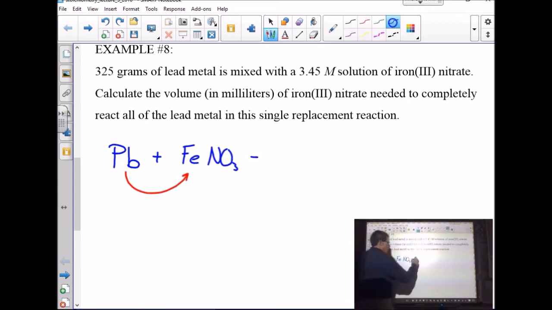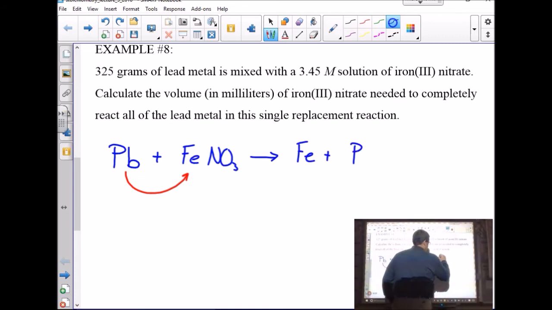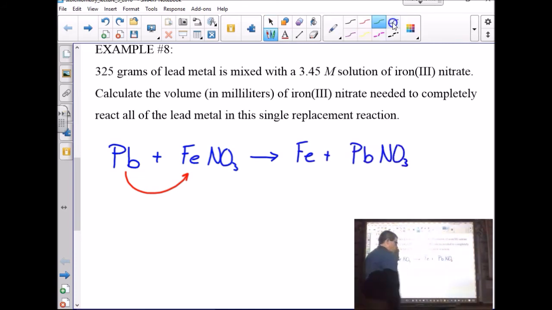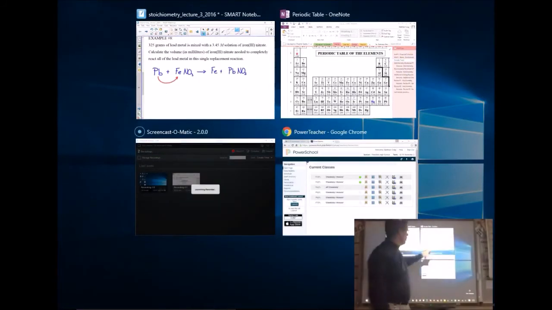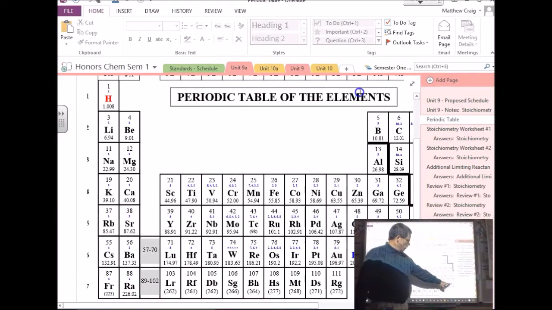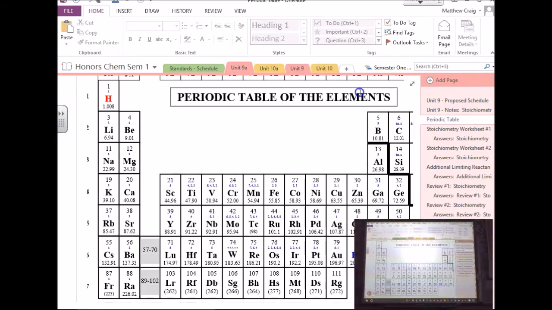And what are we going to form on the other side? Fe plus PbNO3. Good. So we'll have Fe plus PbNO3. Now, the nice thing is, the question doesn't say anything about the charge of the lead here. So it's up to you if you want to go +2 or +4. That's one of the viable charges that lead could be. Make sure it's a legal charge. So don't just go, I want lead to be a +3 charge. It doesn't have a +3, so we can't make it a +3.